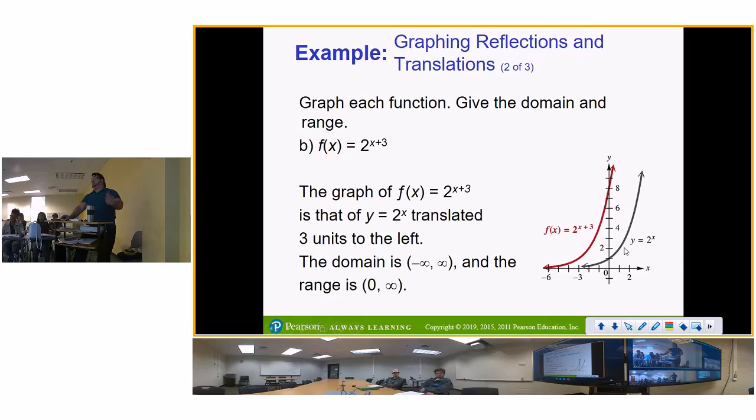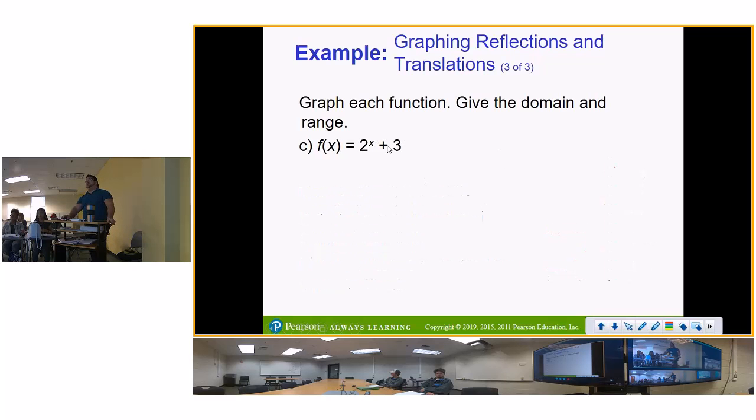Okay, what is the domain? All real numbers. What's the range? 0 to what? So you can pretty much say that any exponential function is going to have the same domain and the same what? Range. Just like your x to the first, x to the second. The domain is always going to be all real numbers.